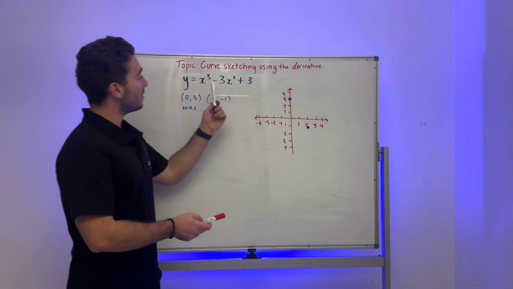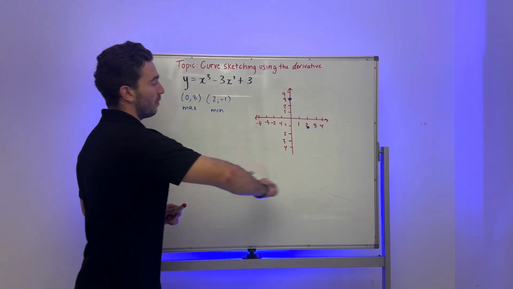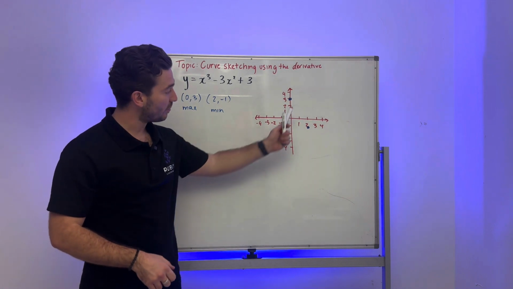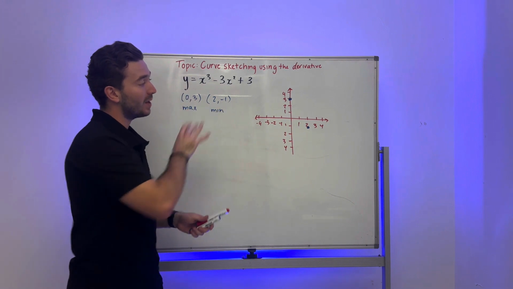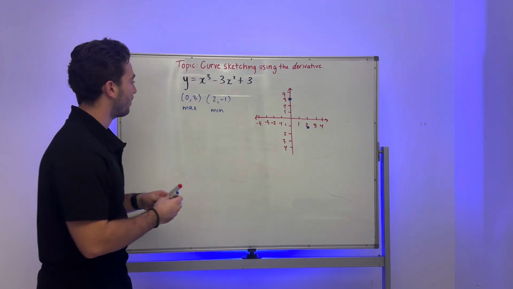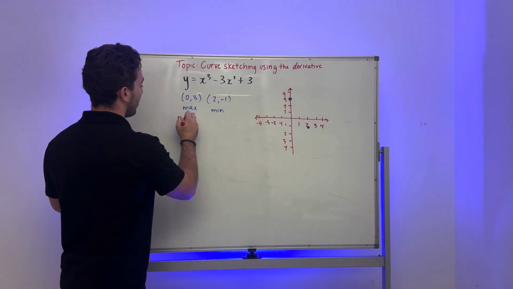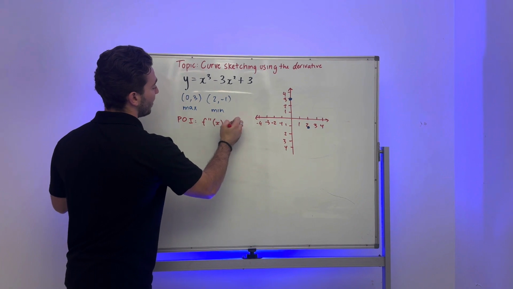So if we come back to this graph that we're trying to sketch, we know that we've got a maximum point here at 0, 3, a minimum point at 2, 1, and there is a point of inflection somewhere in between. So how do we find that? Because it's an actual point that we need to be showing on our graph. So we said the rule. We know that the point of inflection happens when the second derivative is equal to 0.